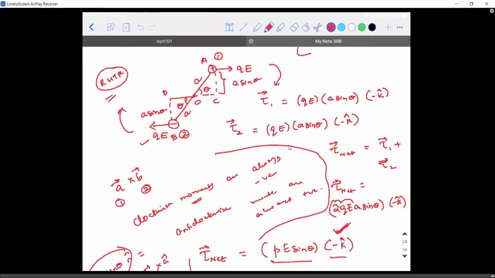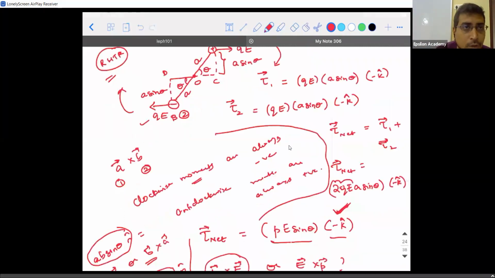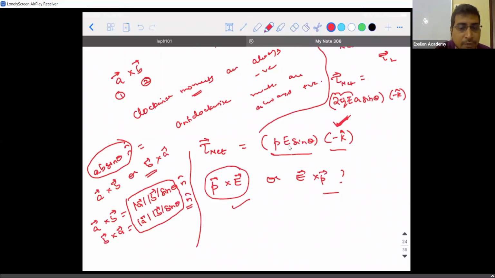So this formula is used to find the direction of the total torque. The formula for torque is P vector cross E vector. So the whole conclusion of the story is, when you place an electric dipole in a uniform electric field, it will experience a torque of PE sin theta in terms of magnitude, or P vector cross E vector in terms of magnitude and direction.